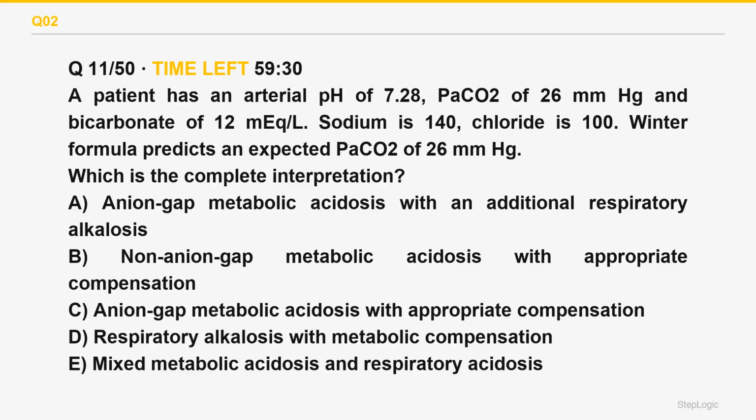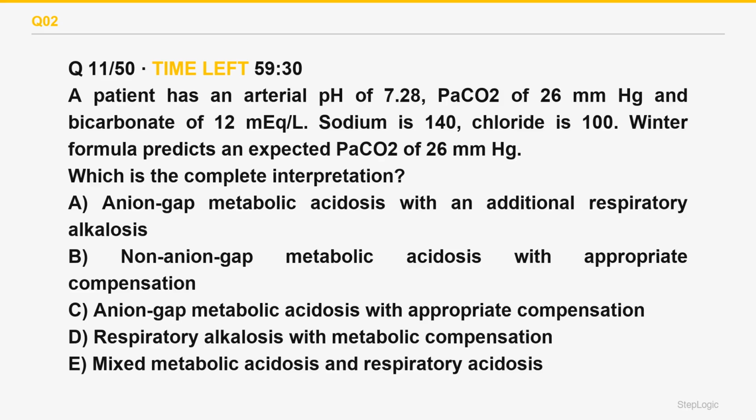Which is the complete interpretation? A patient has an arterial pH of 7.28, PaCO2 of 26 millimeters of mercury, and bicarbonate of 12 milliequivalents per liter. Sodium is 140, chloride is 100. Winter formula predicts an expected PaCO2 of 26 millimeters of mercury.